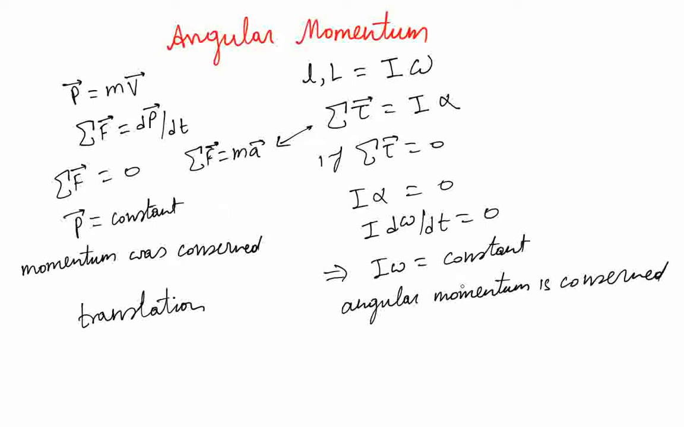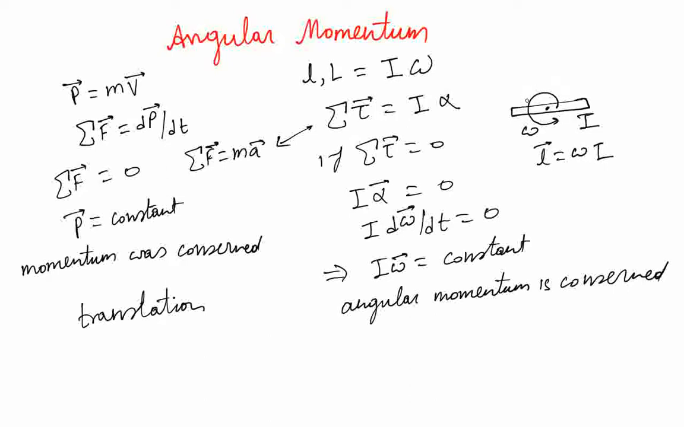So let's say you have something moving with angular velocity omega, hinged here, with a moment of inertia I. Then we know angular momentum is going to be omega I, which is a vector. Let me put arrows on everything. So this is the angular momentum.